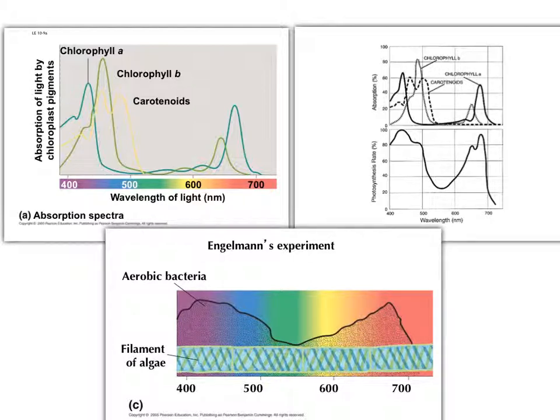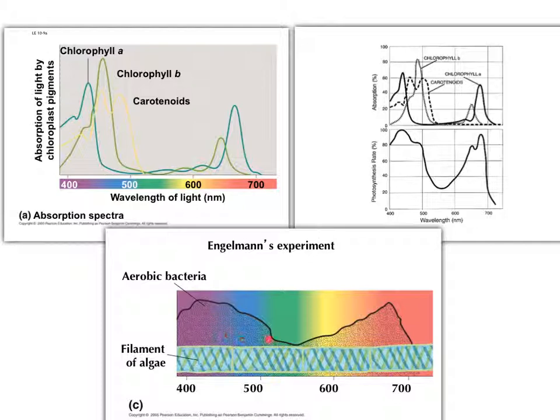This is actually an interesting experiment. Engelmann did this a long time ago. He wanted to see what wavelengths oxygen was produced at, which is a byproduct of photosynthesis. So what he did is he put this strip of algae, which is a photosynthetic protist, on a slide, and then he plated bacteria that need oxygen in order to divide and live.